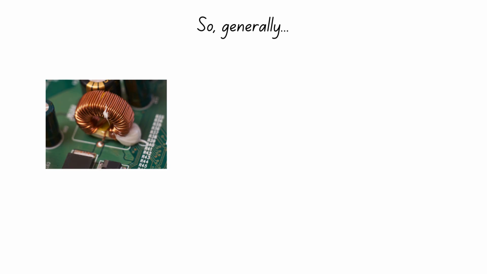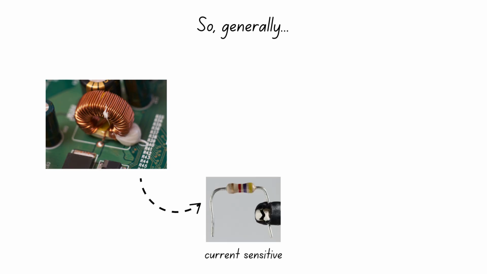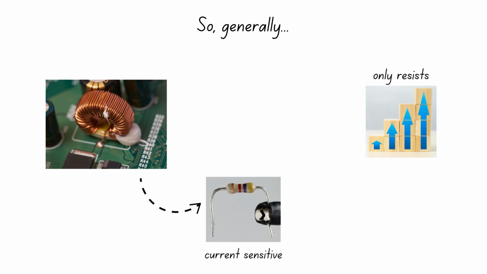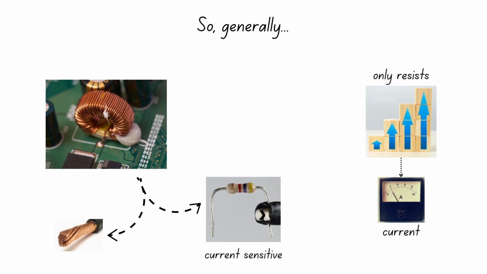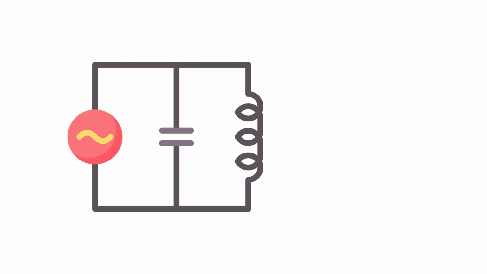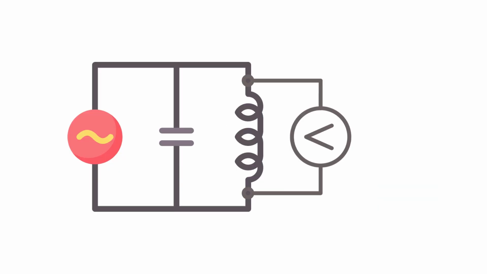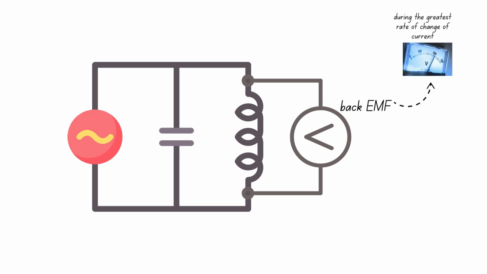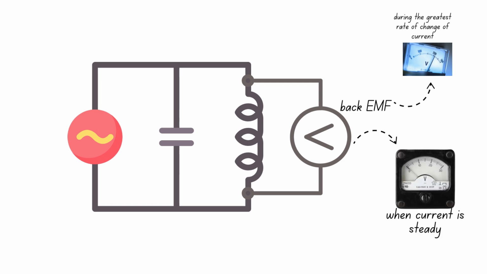So generally, an inductor behaves like a current-sensitive resistor. It only resists during changes in an increasing current. Otherwise, it passes current as if it were a wire. The inductor resists current the most when the increase in current is most rapid. The voltage across an inductor is always equal to the back EMF in said inductor. It is maximum during the greatest rate of change of current and is 0 when the current is steady.